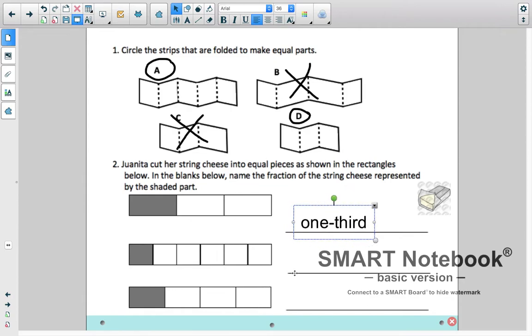So that's that fraction. Let's look at the next one. How many equal pieces are there? 1, 2, 3, 4, 5, 6. And how many pieces are shaded? 1. So this fraction would be 1/6.